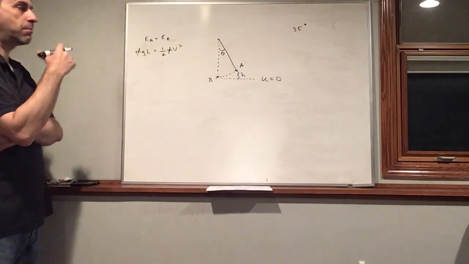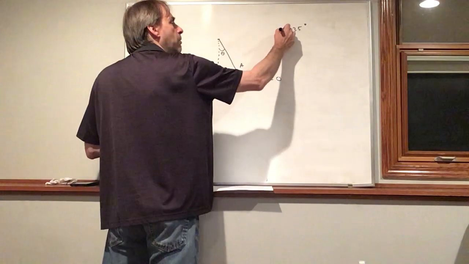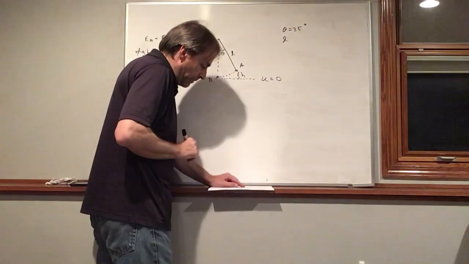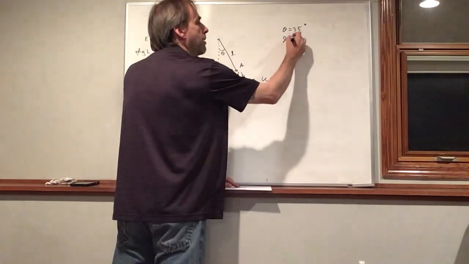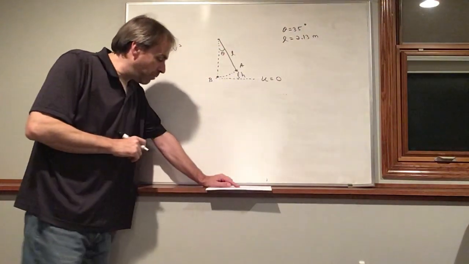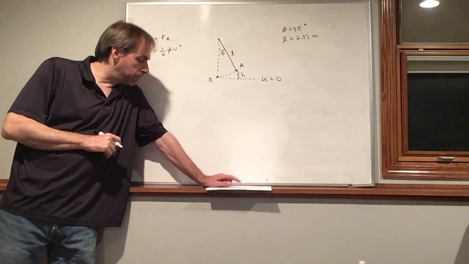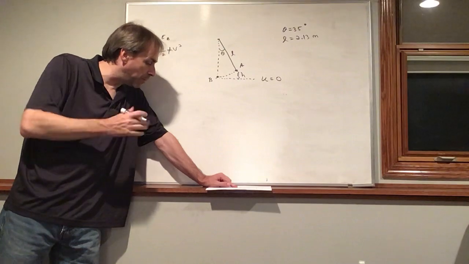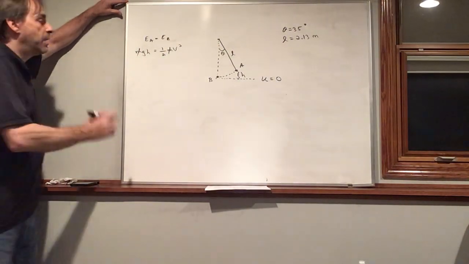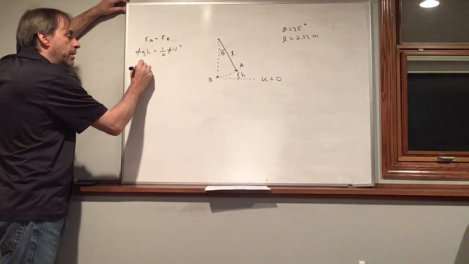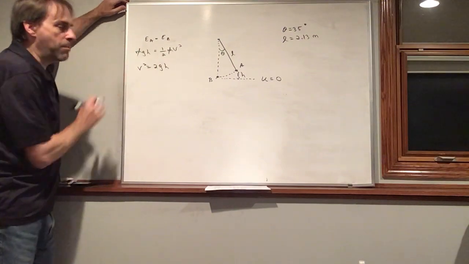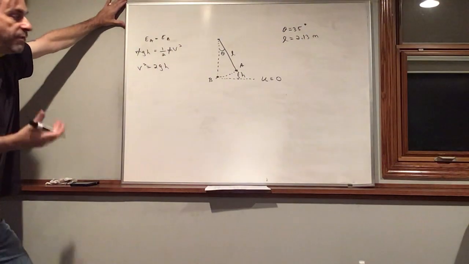And notice, I wrote down the angle. I'm also going to write down the length of the bar, which is 2.13 meters. And we were given the mass, I think, or maybe we weren't, but it doesn't matter. We don't care. That cancels out. So we can say that v squared is 2gh. Now the problem is we don't know what h is. We have to figure that out.